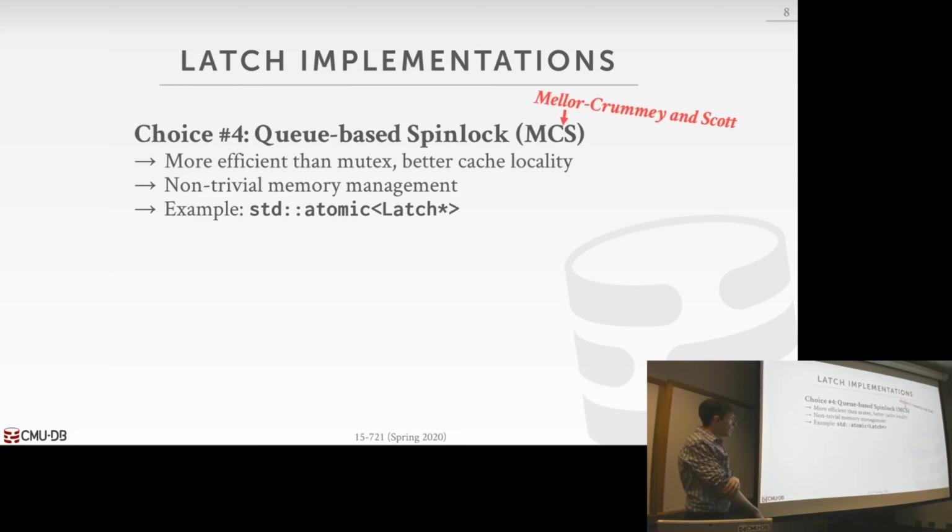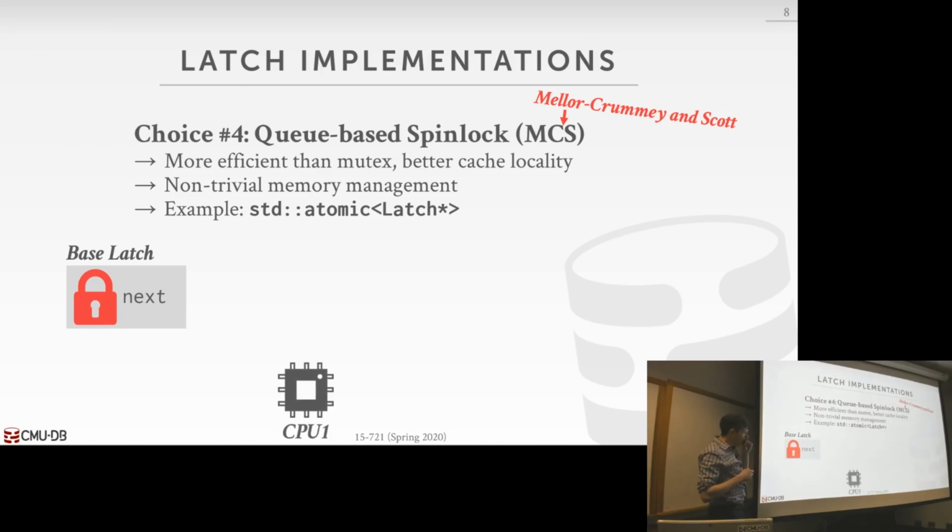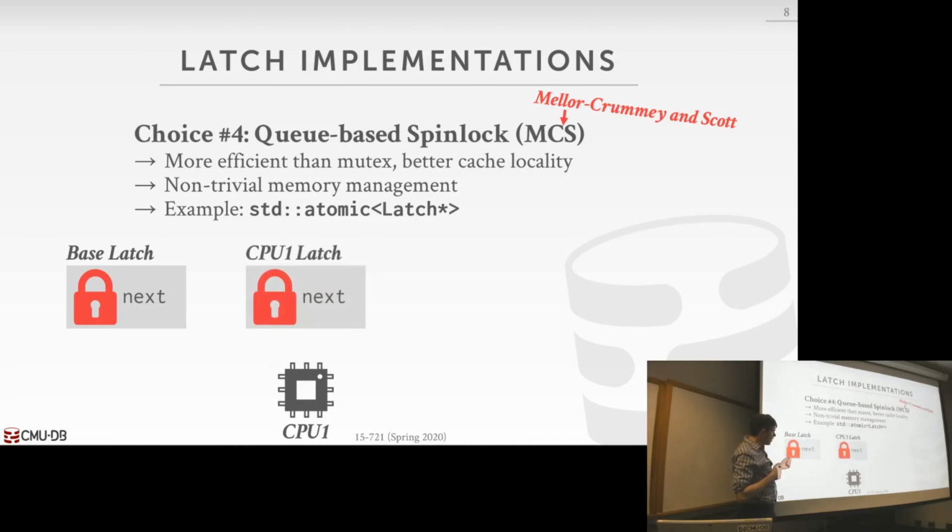So let me show you what I mean by this. This is sometimes called MCS. The Linux kernel actually uses this for other aspects internally of their system. Mellor-Crummey and Scott are the names of the people that invented this, so if you Google MCS spin lock, you'll find information about it. So we have this base latch. Again, this could be the OS blocking mutex, the parking lot one. It doesn't matter. And then our CPU comes along.